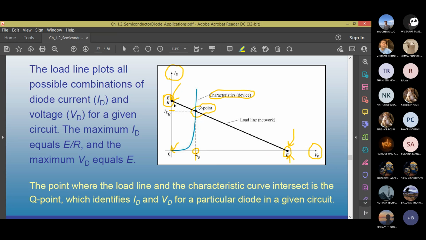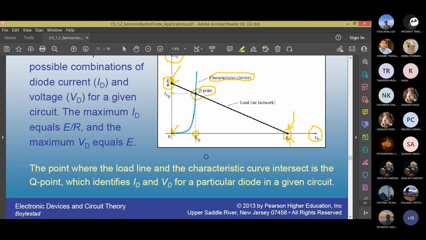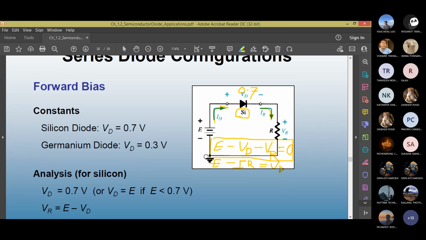These two extreme points, when you find them on the graph and join them, intersect with the diode characteristic curve, then you can find the actual current. You can find the operating point, then you can find the actual current and actual voltage. That's why you have to do the load line analysis.